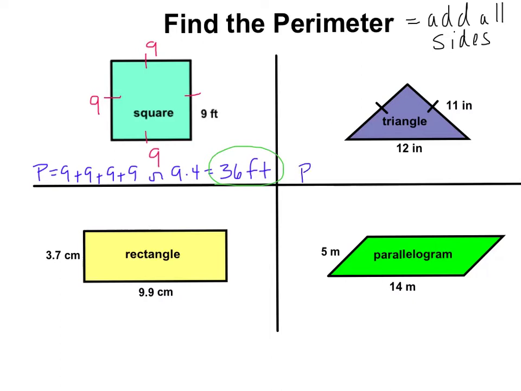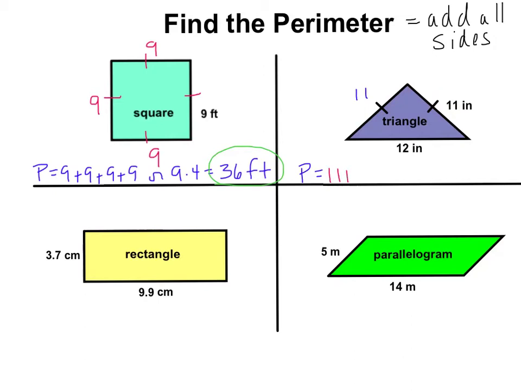We need to find this perimeter. Now one thing you know is that this side right here is 12. But what we need to find out is what this side is right here. And since this side has a tick mark and so does this side, that means these two sides are congruent. So if this is 11, this one has to be 11. Now I can go ahead and find the perimeter. I'm going to add all three sides, 11, 11, and 12.